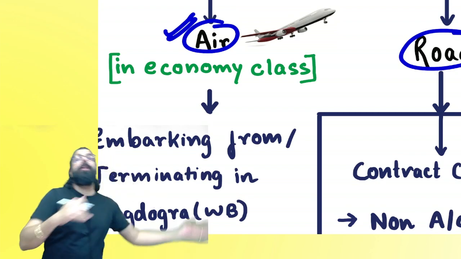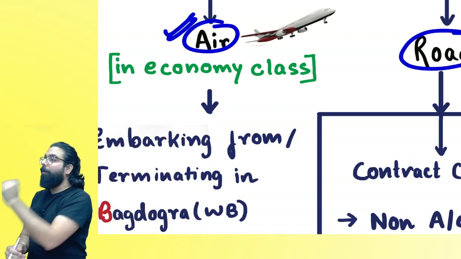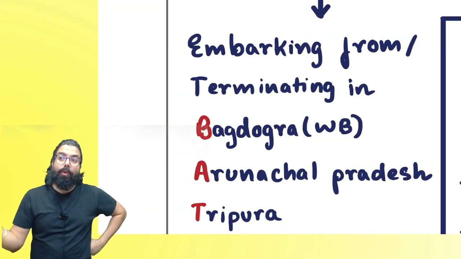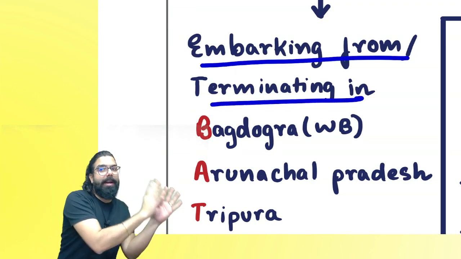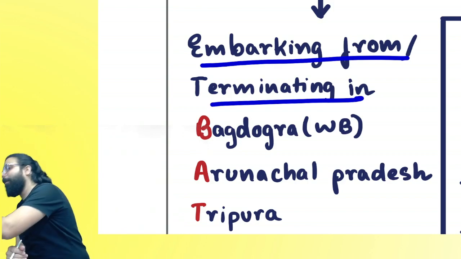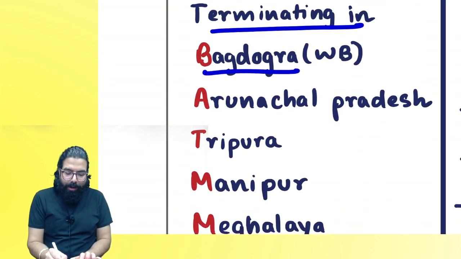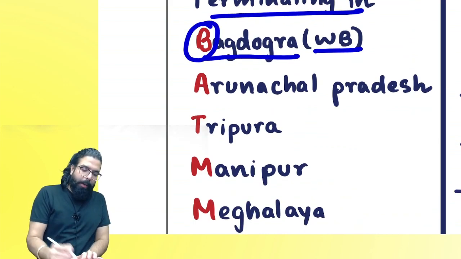If it is going to BATMANS or coming from BATMANS. Remember, what is BATMANS, everyone? B for if they are going to, means they are embarking from or terminating in, means their flight is terminating in or their flight is embarking, means starting from where? Bagdogra in West Bengal. B for Bagdogra.